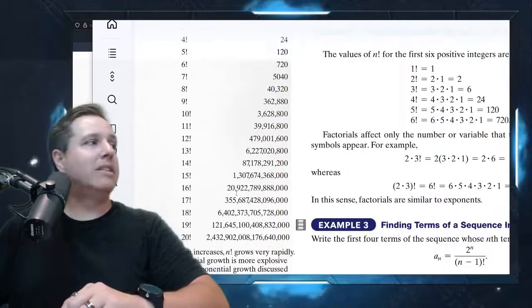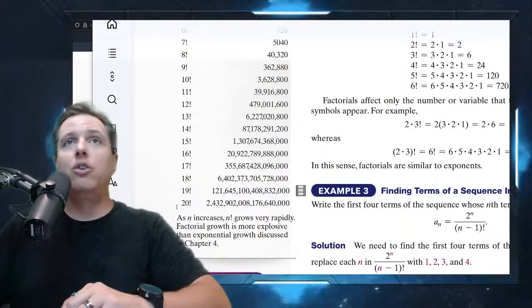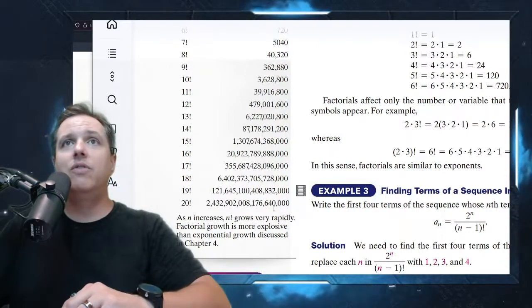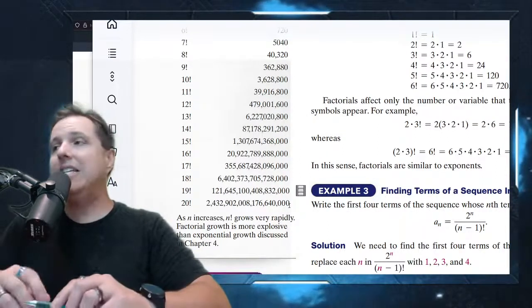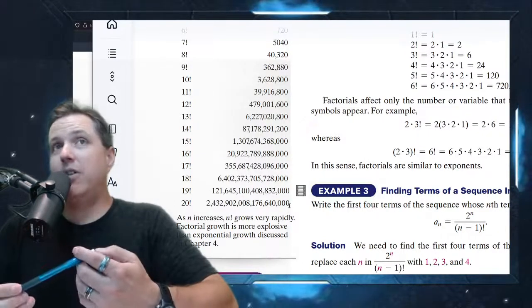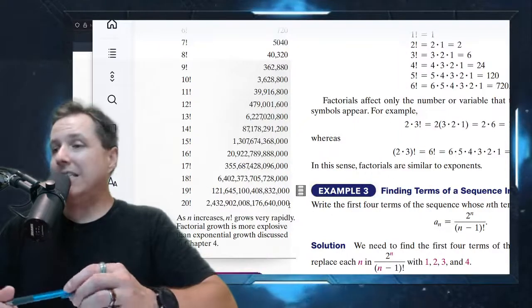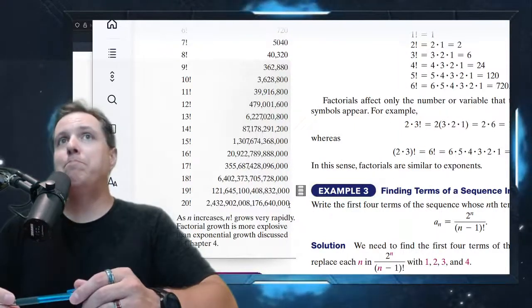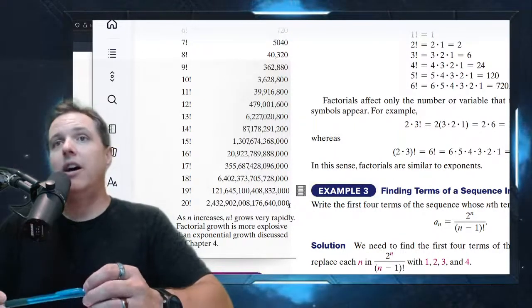But look how big these things get. 20 factorial has 19 digits. So 20 factorial, that's not a very big number. 20 is not a very big number. 20 factorial has 19 digits in it. So these things get massive very quickly.